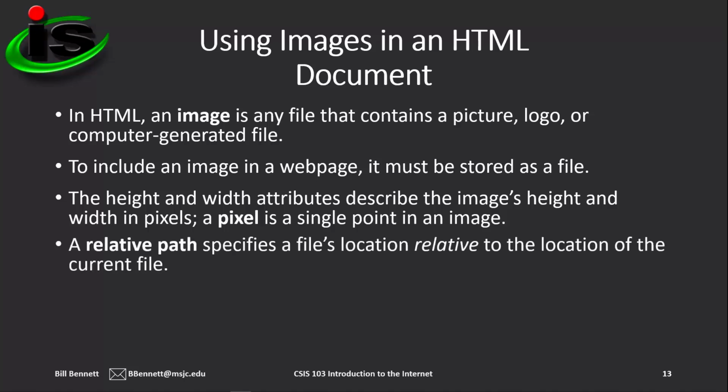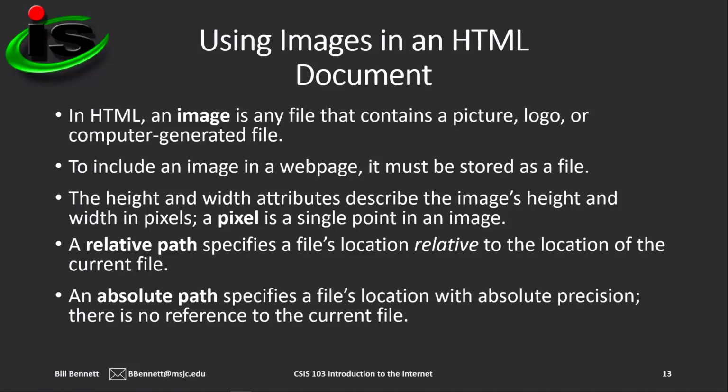A pixel is a single point in an image. A relative path specifies the file's location relative to the location of the current file. An absolute path specifies a file's location with absolute precision. There is no reference to the current file.